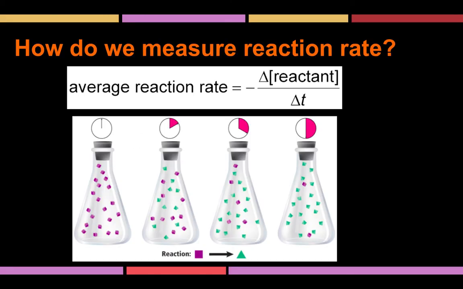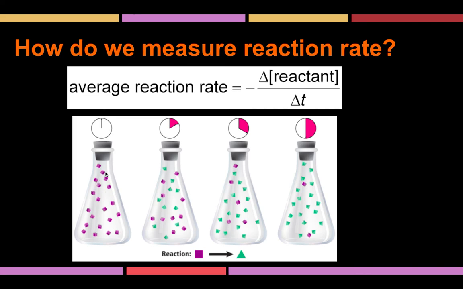The last thing I want to point out is how we actually measure our reaction rates. We've been talking about how we can speed a reaction up. Well, to get the average reaction rate, we take the change in the concentration of our reactant divided by the change in time. And we take the negative or opposite of that because the reactant concentration is decreasing, so we correct for that with this little negative sign in front. So, delta of reactant concentration divided by delta time. And this would be an example.